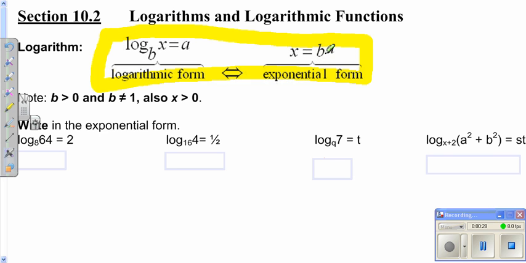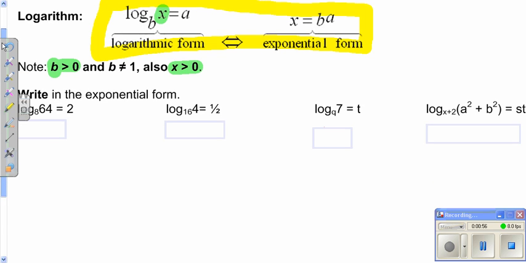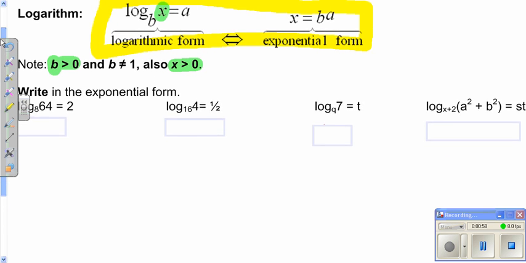x equaling b to a power can be written, and mean the same thing, as log base b of x equaling a. It's also important to note that b has to be positive, and that x has to be positive. In other words, you may want to write down that whatever is after your logarithm, the x, has to be a positive number. So let's go ahead and take a look at these.